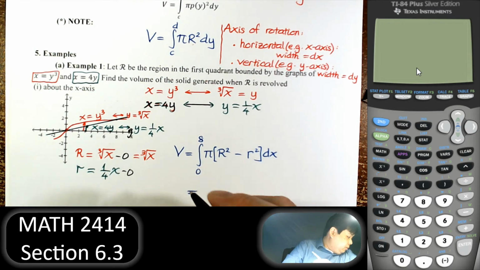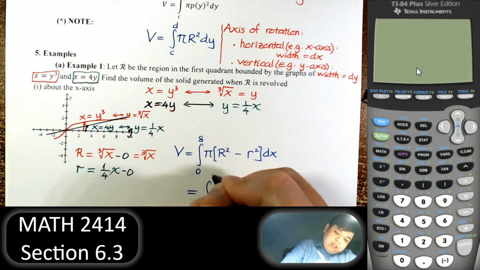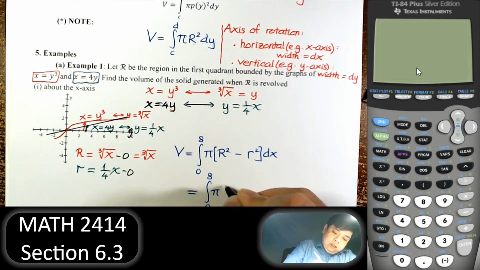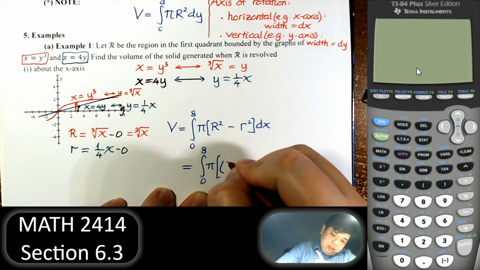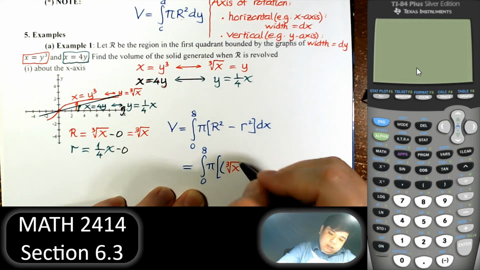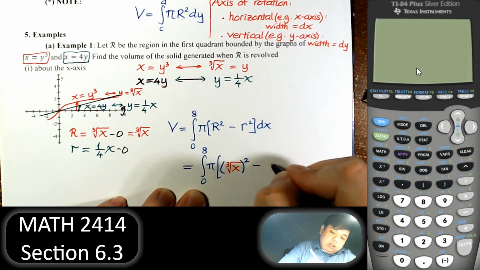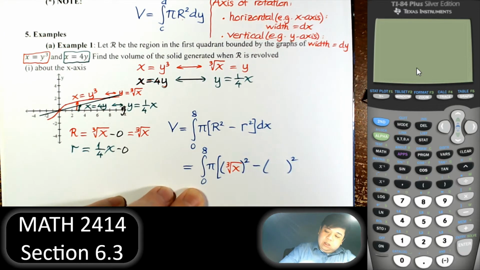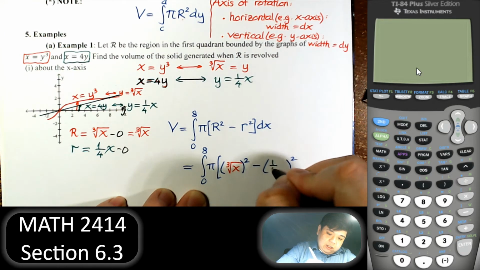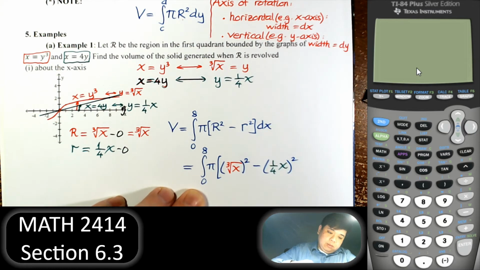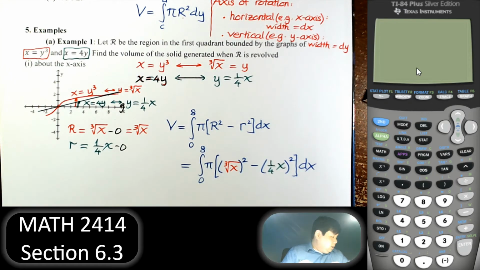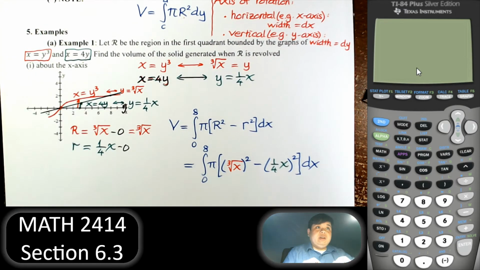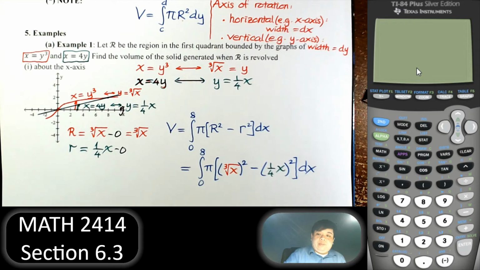The volume is going to be from 0 to 8, pi. The big radius is cube root of x. The little radius is 1/4 of x. And so that's pretty much it. Yeah, just integrate that, give us the volume. We can take the pi outside. So if it is rotated about the x-axis, that's what we have.